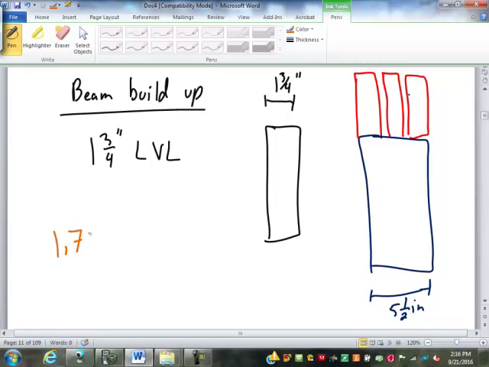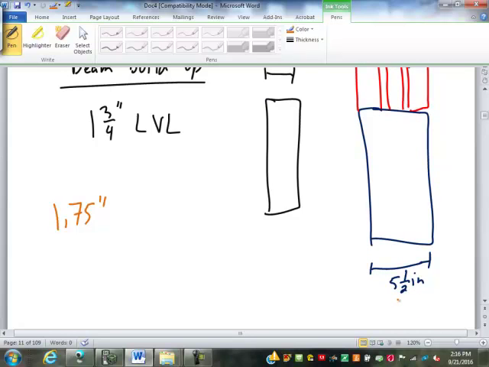Well, we're going to convert them to decimals. 1 3/4 is 1.75. 5.5 is going to be what as a decimal? Come on, you know it. 5.5, thank you. So with them in decimal form, how much is 3 of those LVLs going to cover? What would the width be if it was just those 3? 5.25 inches. Good. So the 3 LVLs cover 5.25 inches.